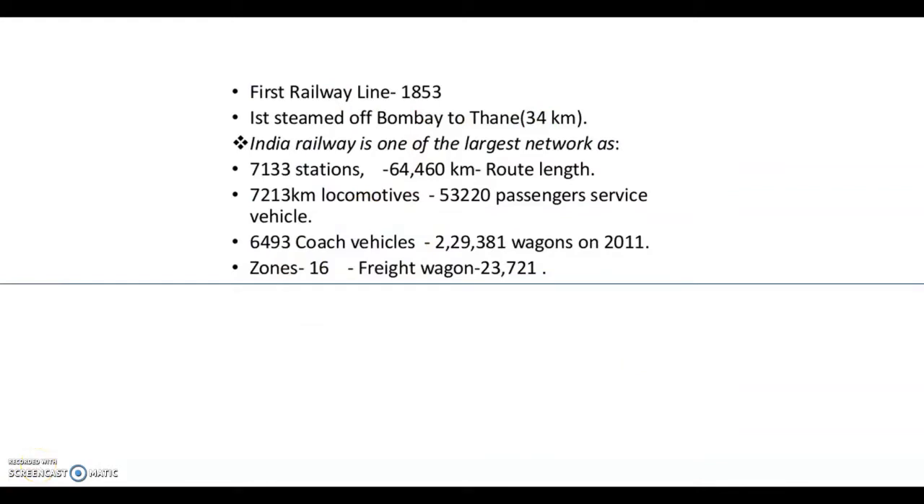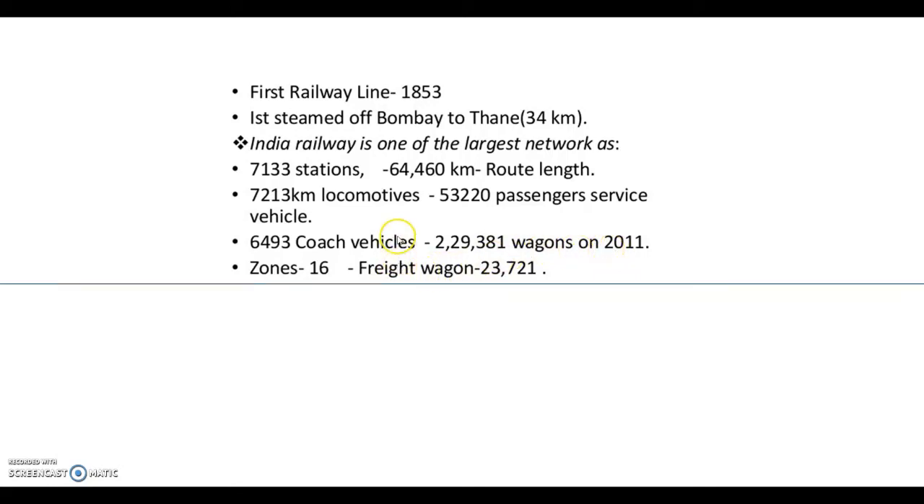The Indian Railways is the largest public sector undertaking in the country. The first train steamed off from Mumbai to Thane in 1853, covering a distance of 34 kilometers. Indian Railways is one of the largest networks, with 7,133 stations and 64,460 kilometer route length, 7,213 locomotives and 53,220 passenger service vehicles, 6,493 coach vehicles and 2,29,381 wagons as on 2011.